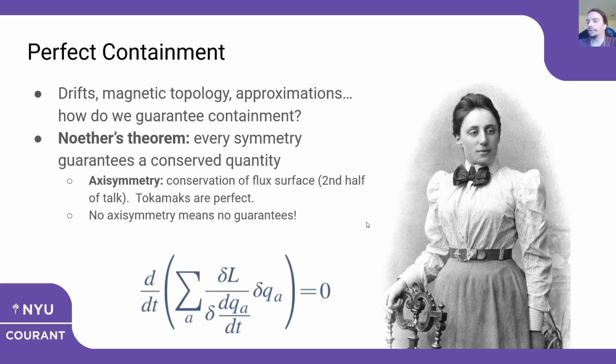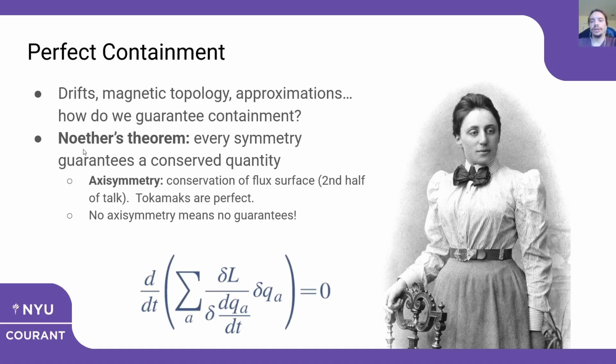Okay, we're going to start heading from part 1 of the talk to part 2. I've talked about how the magnetic field lines can move around in nice flux surfaces, but we know that the particles are drifting. We know that these islands occur, leading to weird magnetic topology. And we also took a lot of approximations to get from the Vlasov equation, which was very descriptive, to the magnetohydrodynamic equilibrium. How do we guarantee that our particles are actually contained within the plasma?